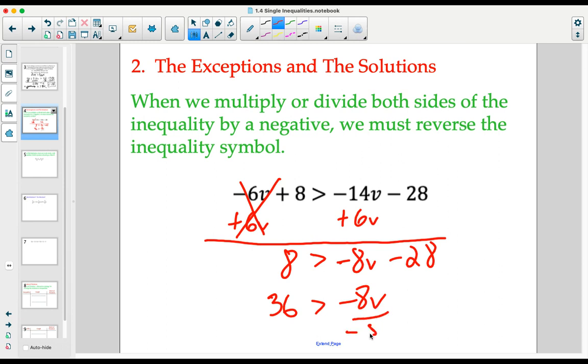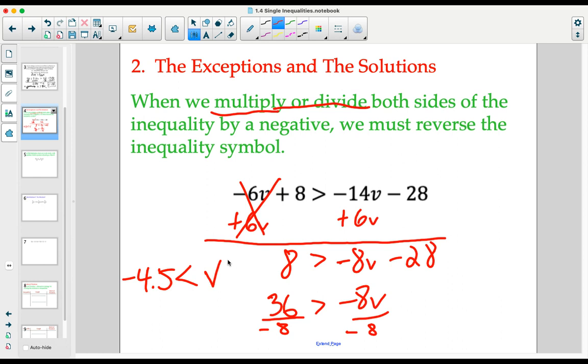I'm going to finish by dividing by 8. Now, if we keep track of that rule here, that's what we're doing right now. We are dividing by a negative number, which means that when I write my solution, I need to face the inequality the other direction. 36 divided by 8 is still 4.5, so in this case, we'll get negative 4.5. I'll flip the inequality, face it the other direction, and have it open towards the v.